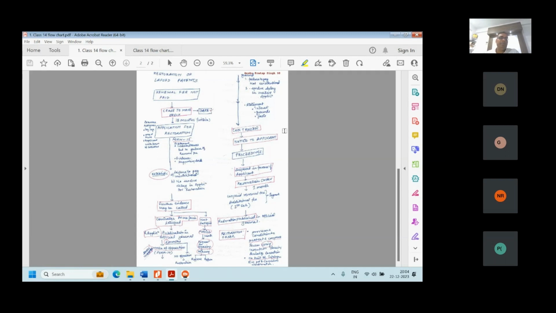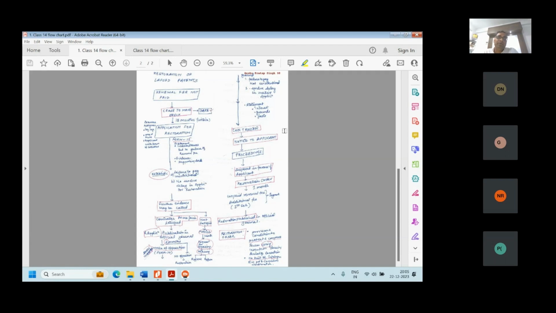The controller will give notice to the applicant, and the opposition proceedings will happen, and later on it can be disposed of in favor of the applicant. Suppose it is disposed of in favor of the applicant, then a restoration order will be given. If it is not disposed of in favor of the applicant, the patent will stay lapsed, and that's it. Suppose he gave you a restoration order, then within 1 month, only 1 month, you have to pay the unpaid renewal fee and any additional fee.